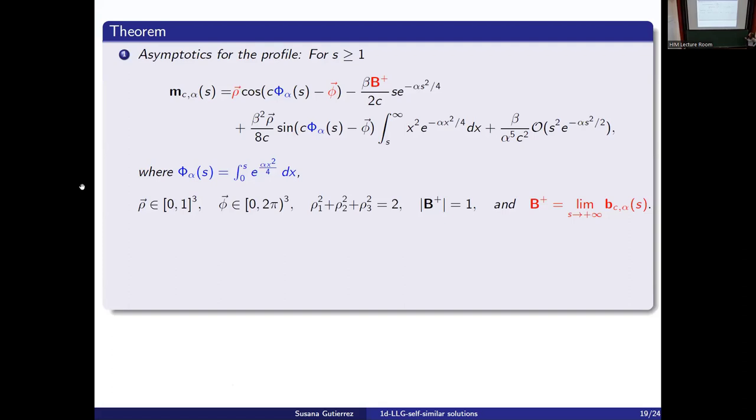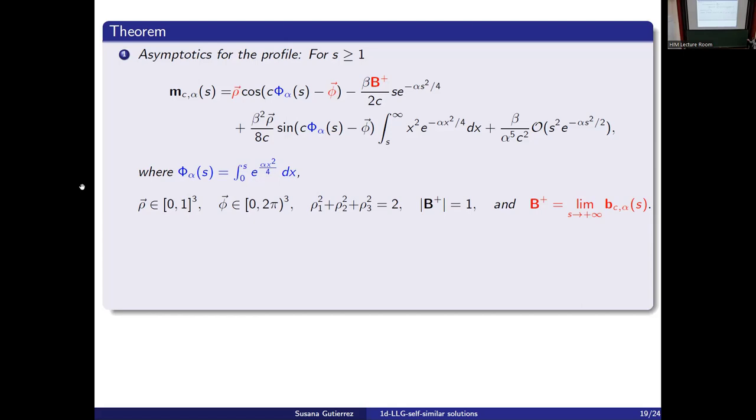The behavior of the profile is very different in the case of the shrinkers, where alpha is strictly bigger than zero. The profile is given in terms of a highly oscillatory first term, so there is no limiting vector of the profile when s goes to infinity. The oscillation of the profile is given in terms of the energy of the profile.